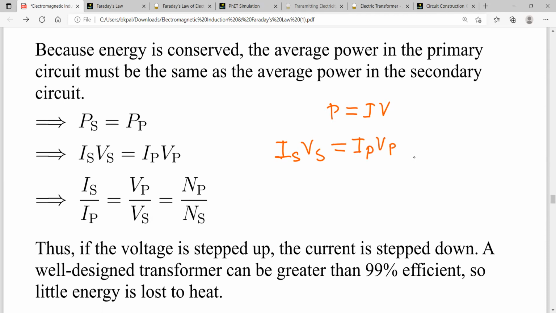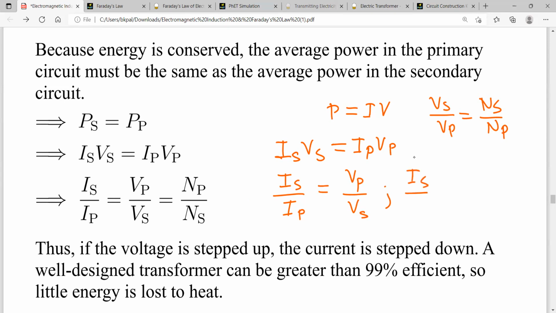Then if you simplify this a little bit, you get something like this. Now, the transformer equation was something like this: Vs over Vp equals Ns over Np. So if I substitute this in this equation, we get something like this: Is over Ip equals Np over Ns.